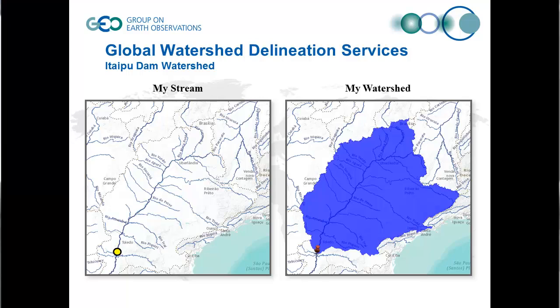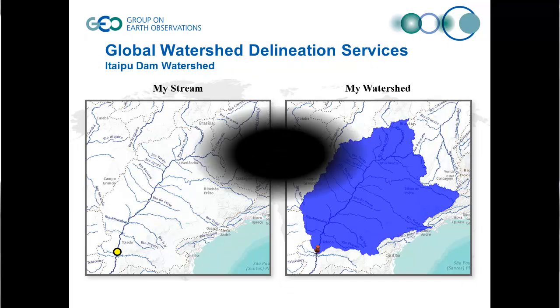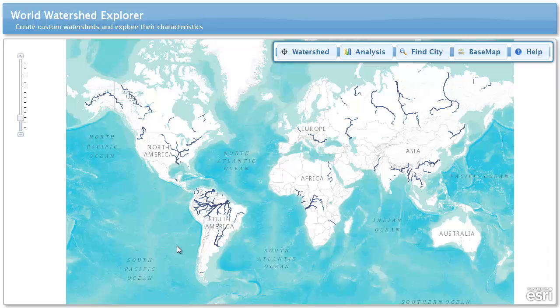Another service being developed is the Global Watershed Delineation Service, where a user can zoom in and click on any point along a river, and within a matter of seconds, delineate the upstream watershed from that point. In this example, we can see the watershed related to the AIP-5 dam in Brazil. Let's take a look at how this would work.